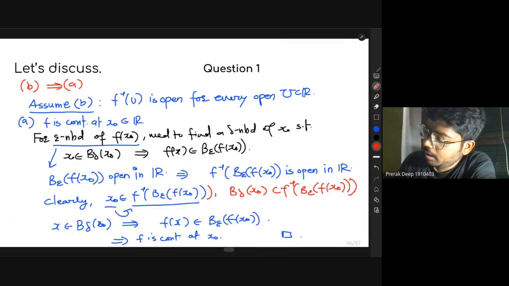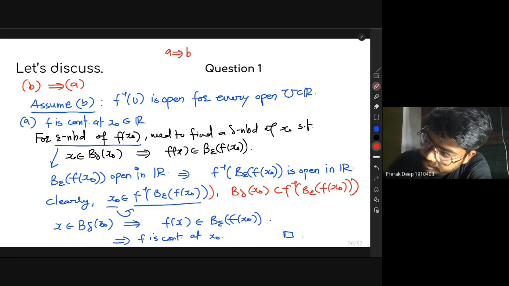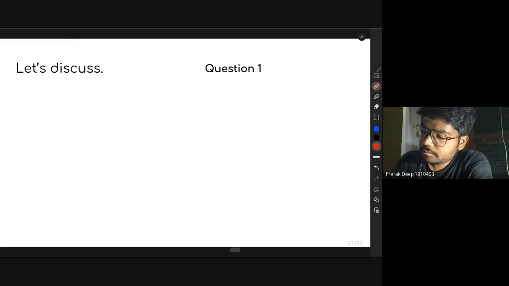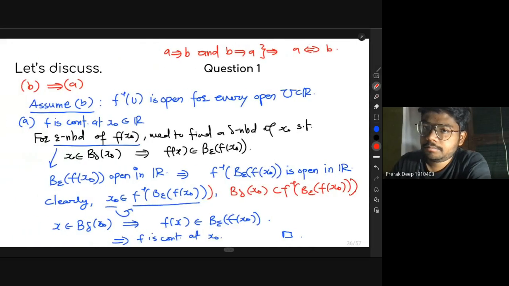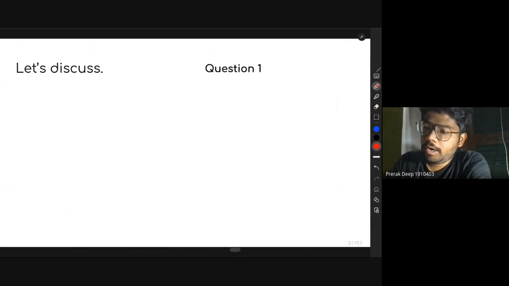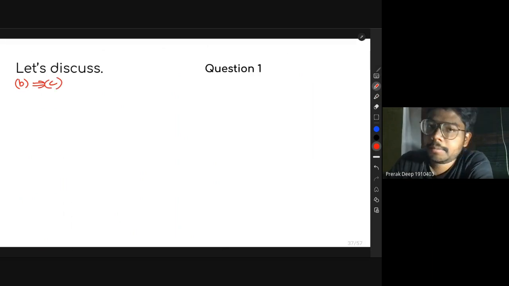Okay, and further, there is one more thing from step one. From this, we have proven that A implies B and B implies A, which implies A is equivalent to B. Okay, so we have proved that A is equivalent to B, and now we'll discuss the B implies C part.